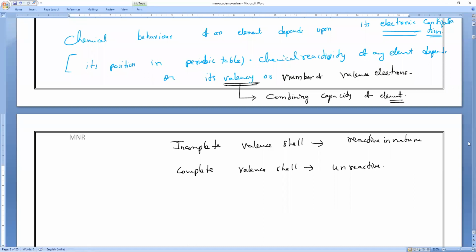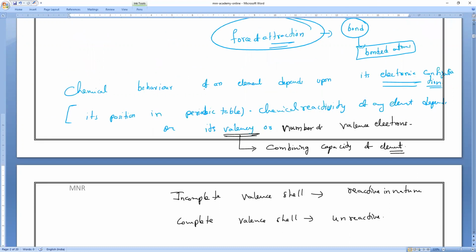Keep it in mind: the octet rule is the one which will decide whether the element is reactive or unreactive. Okay, guys, all of you? Yes, please. So now let us go to the periodic table. As I said, the chemical behavior of an element depends upon its electronic configuration, which means its position in the periodic table.